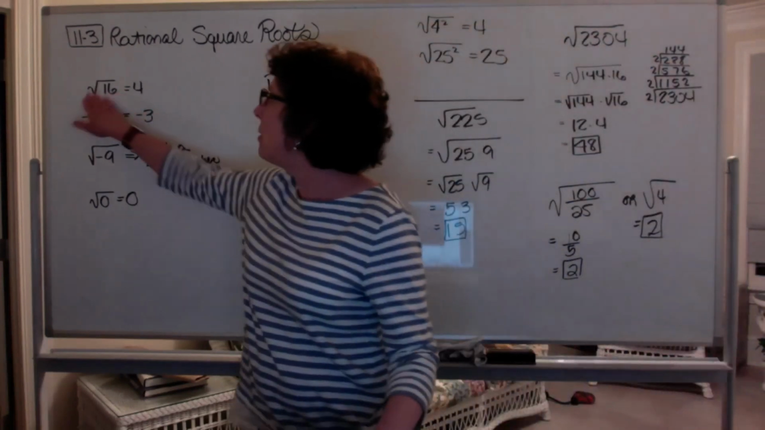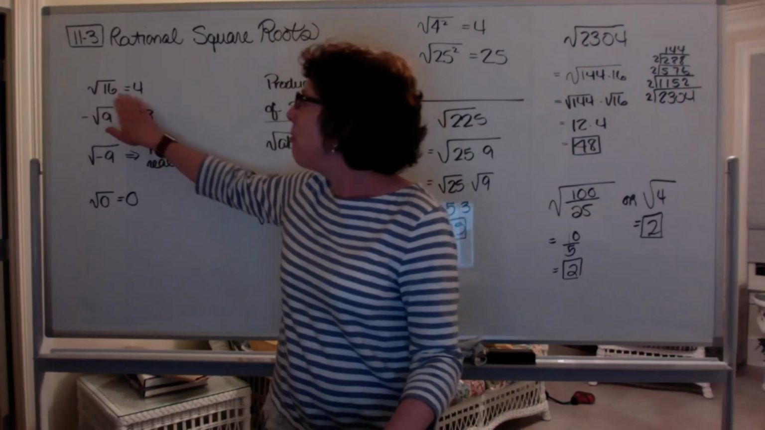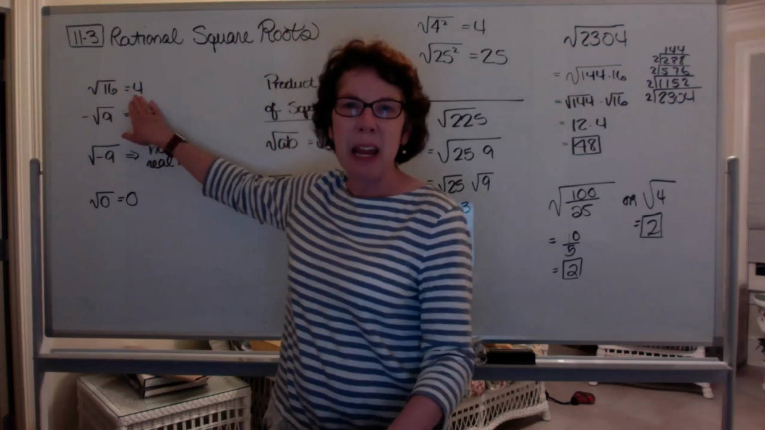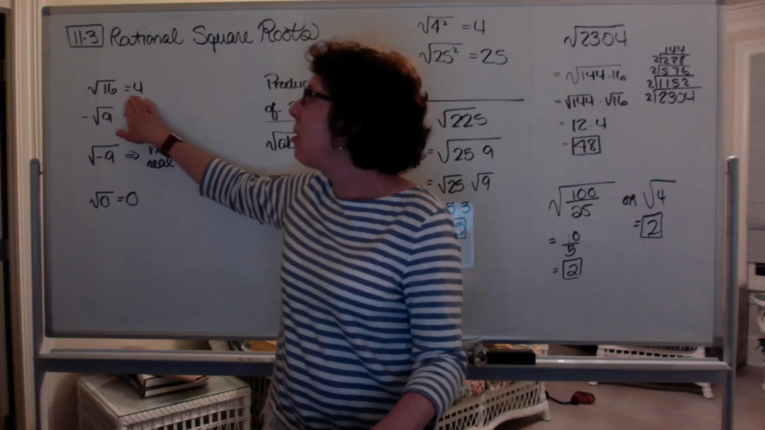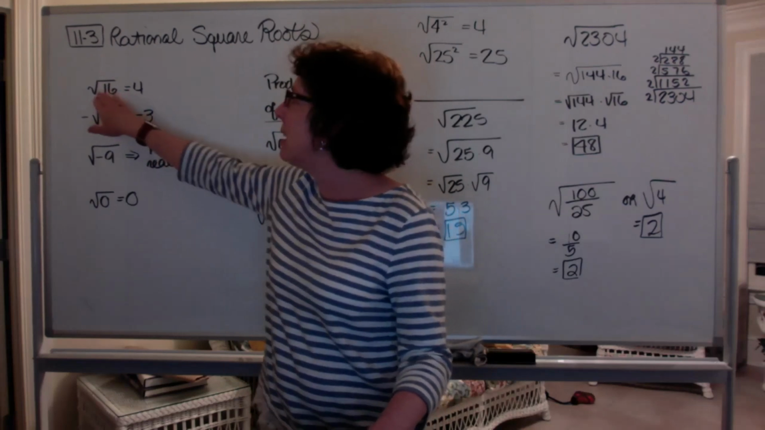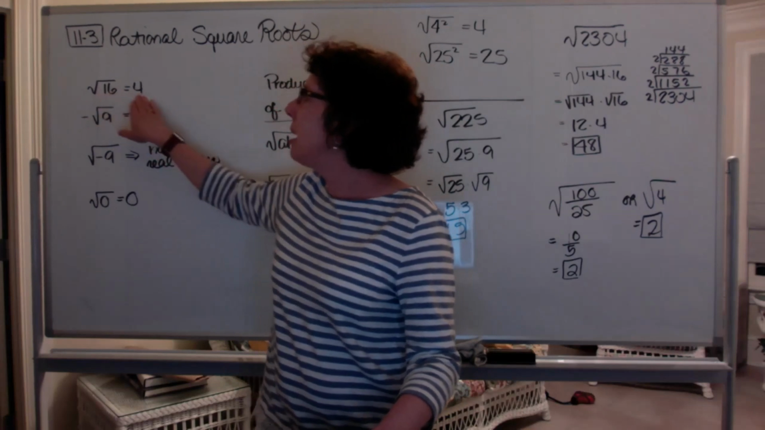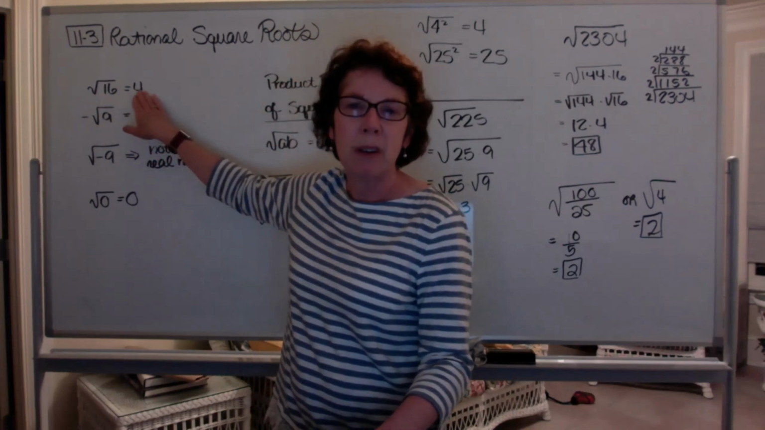We know the square root of 16 is 4. We never say the square root of 16 is negative 4. It's always understood to be a positive 4. Okay, even though negative 4 times negative 4 does give me 16, it's always understood to be the positive number.